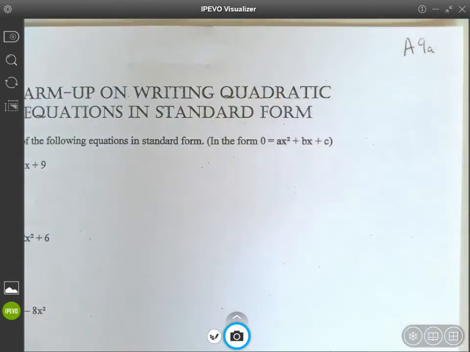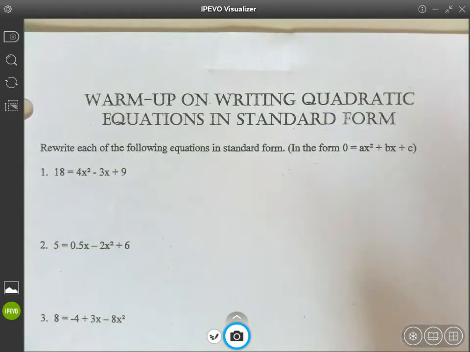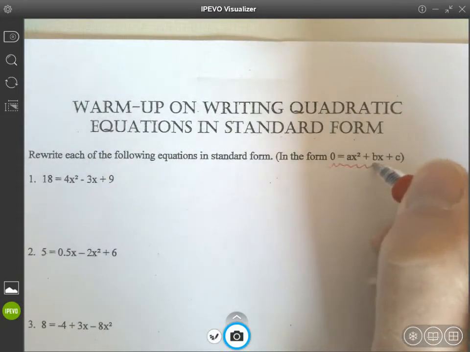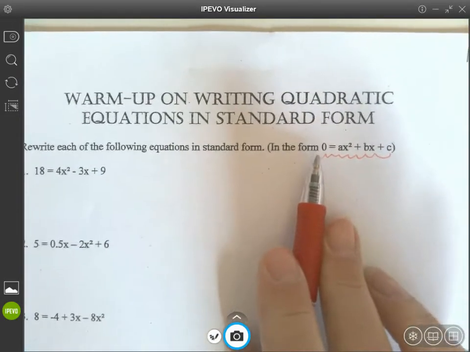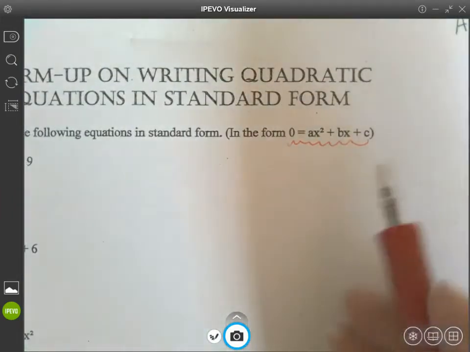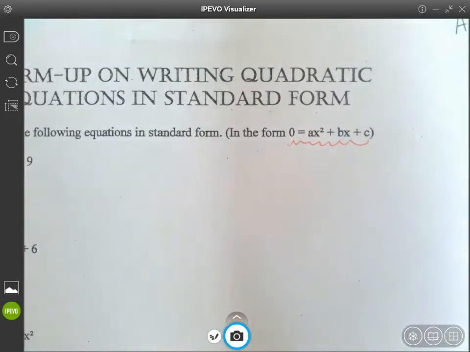All right, so we are looking at a warm-up on 9a, and it is a warm-up on writing quadratic equations in standard form. Look at that. We want to set it equal to 0, equals ax squared plus bx plus c. That is our goal, and I'm going to remind you that we want to keep the ax squared positive, and that's going to help us later.